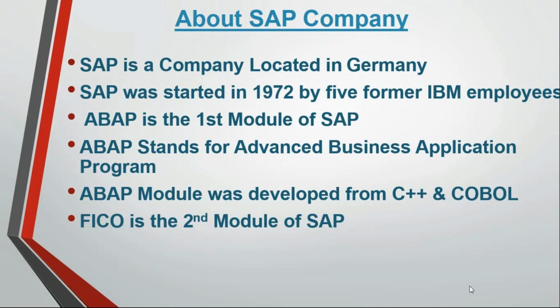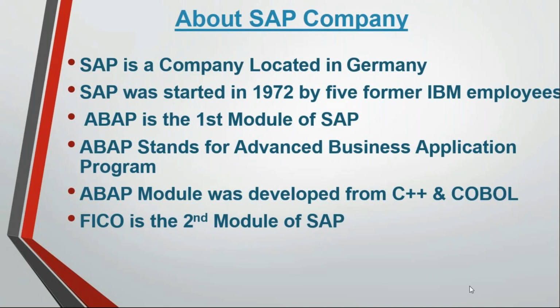If you take any organization, a lot of financial transactions happen. One of the organizations in Germany wanted to computerize all the financial transactions. If you take the organization, they purchase raw material and they sell the product. So they wanted to computerize all the financial transactions. That's why one of the organizations in Germany approached SAP people to develop an application. That is FICO, Finance and Controlling. This is the second module of SAP.